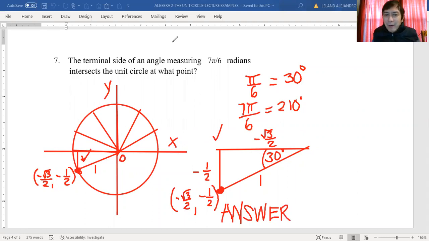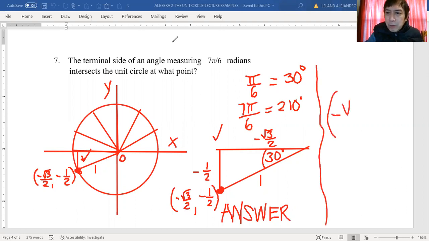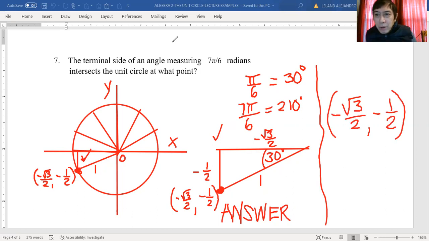So negative square root of 3 over 2, that's for the x. Negative 1/2 is for the y. Again, we shall write it once more. The required point is negative square root of 3 over 2, negative 1/2. These are the coordinates of the point on the unit circle intersecting with the terminal side of 7 pi over 6.